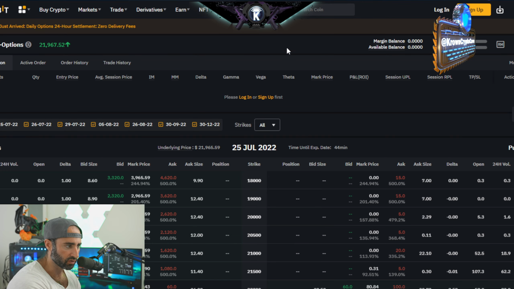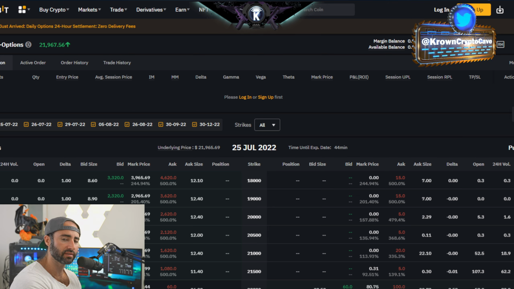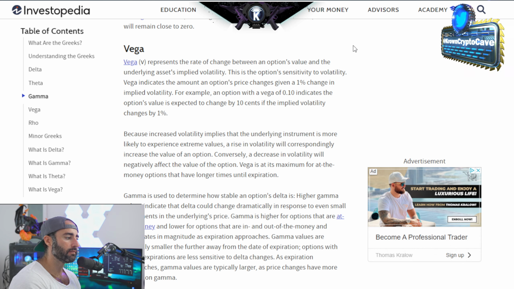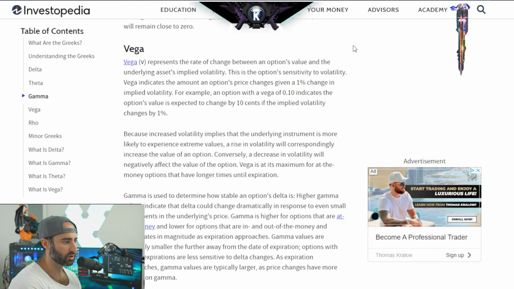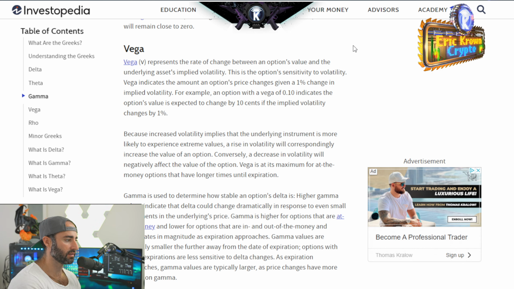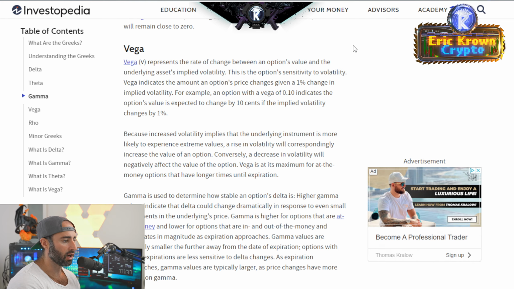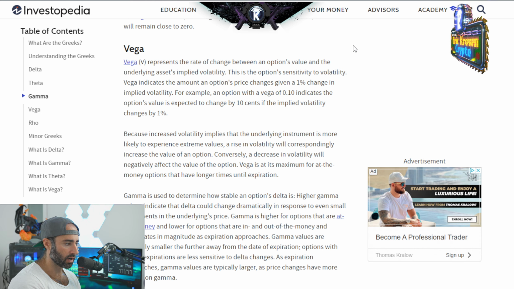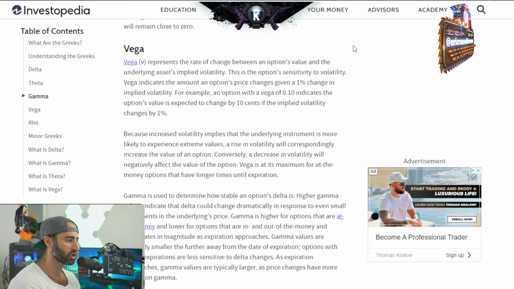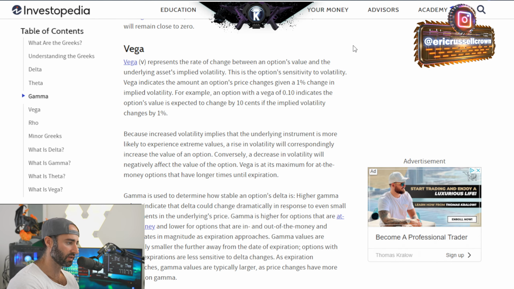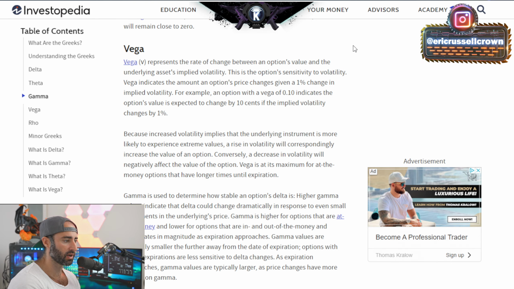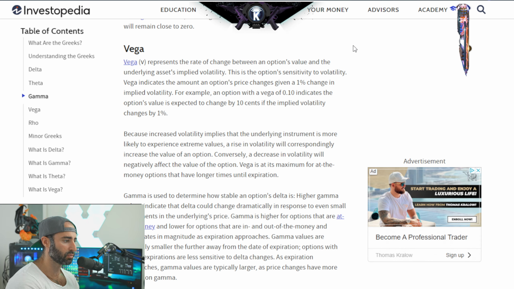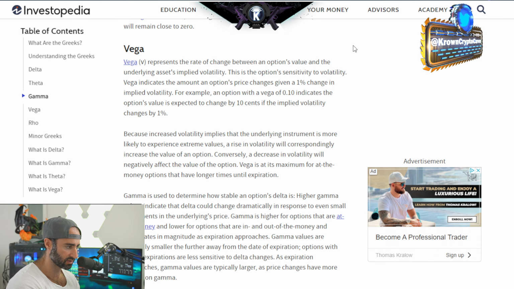I think it would also be useful to go over here into the Greek's definition on good old Investopedia and just read it straight off the board. Vega represents the rate of change between an option's value and the underlying asset's implied volatility. This is the option's sensitivity to volatility. Vega indicates the amount an option's price changes given a 1% change in implied volatility. For example, an option with a Vega of 0.10 indicates the option's value is expected to change by 10 cents if the implied volatility changes by 1%.